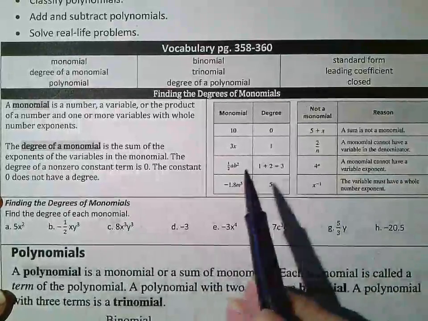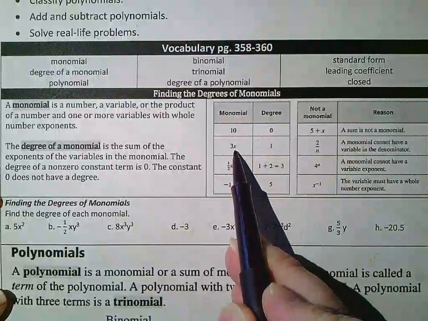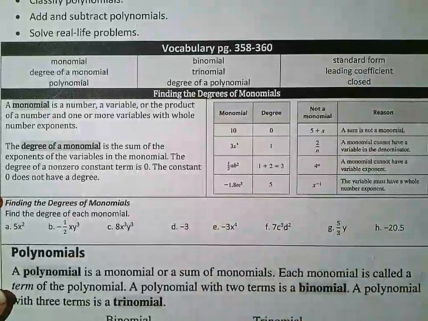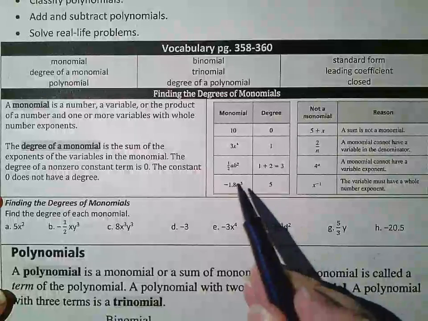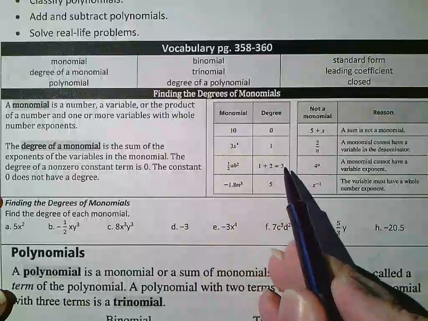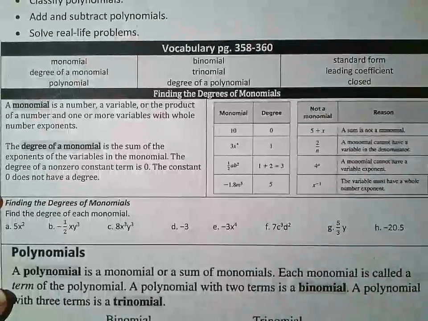So for example, this is 0 because it has no variables. But this is 1 because there's a teeny little 1 here. So that's to the degree of the first power. This one, add them up. 1 plus 2 is 3. And this one is 5. So you can see how you can find the degree of a monomial.